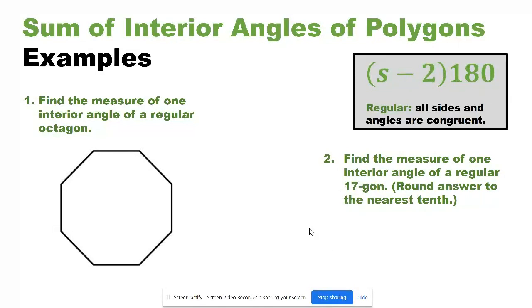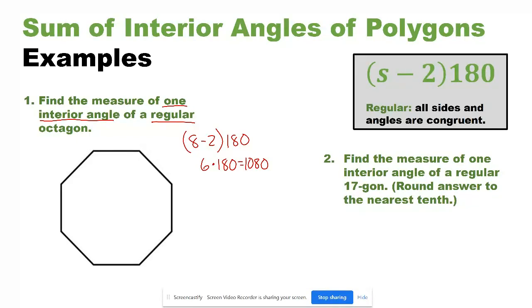Example 1 on this slide says, find the measure of one interior angle of a regular octagon. So this is an octagon here. It has 8 sides. The first thing we want to do is find the sum of the angles of an octagon. So I plug into our little formula. I have 8 sides, so I'm going to have 8 minus 2 times 180. That's going to be 6 times 180, which gives me 1,080. So my 8 angles of that octagon add up to 1,080 degrees.